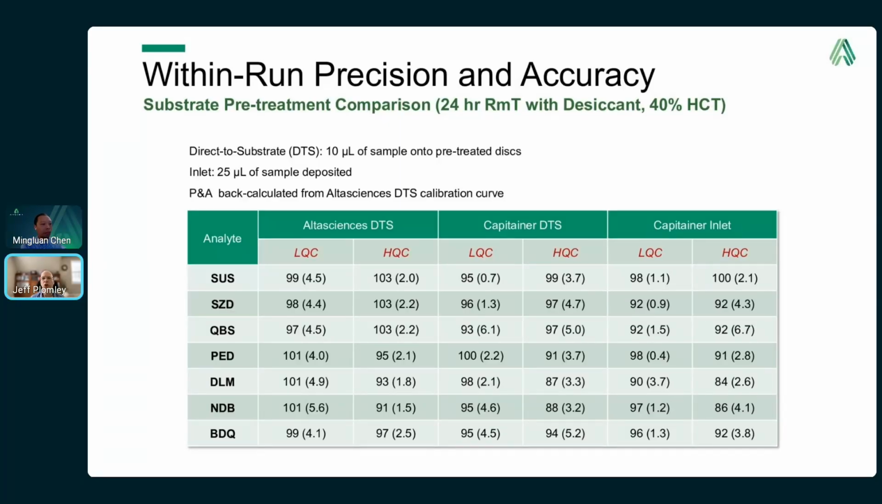So there's no significant difference between inlet sampling and direct to substrate on the Capitainer treated cards. And that indicates that the card functionality has not been compromised in the Capitainer treatment. And for the most part, the Capitainer treated cards align with results from the Altasciences treated cards.